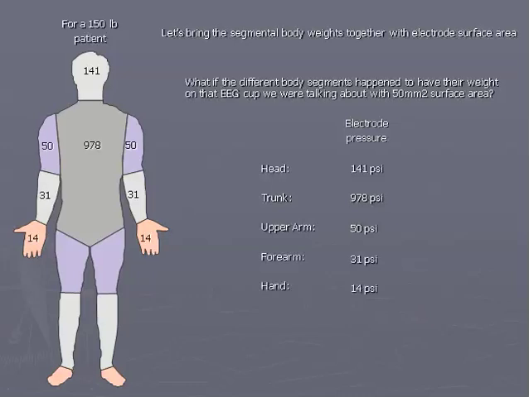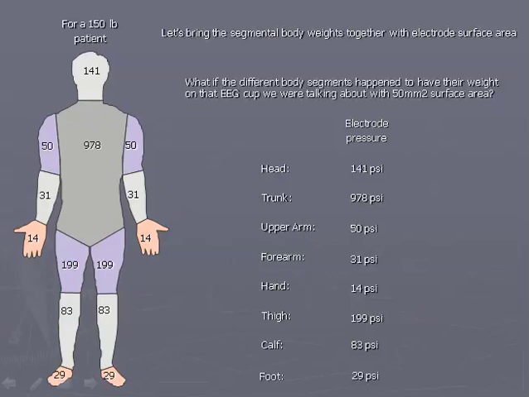Under the hand will be 14 pounds per square inch. Under the thigh will be 199 pounds per square inch. Under the calf will be 83 pounds per square inch. Under the foot will be 29 pounds per square inch. Note that all of these segmental body weights could theoretically create pressures much greater than the 1.2 pounds per square inch discussed previously to be unsafe heavy pressure.